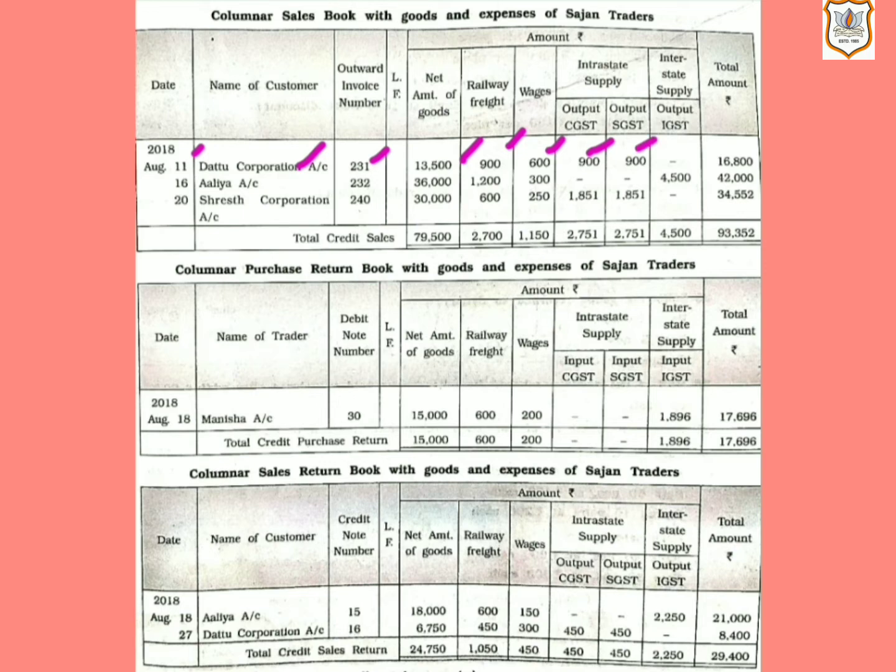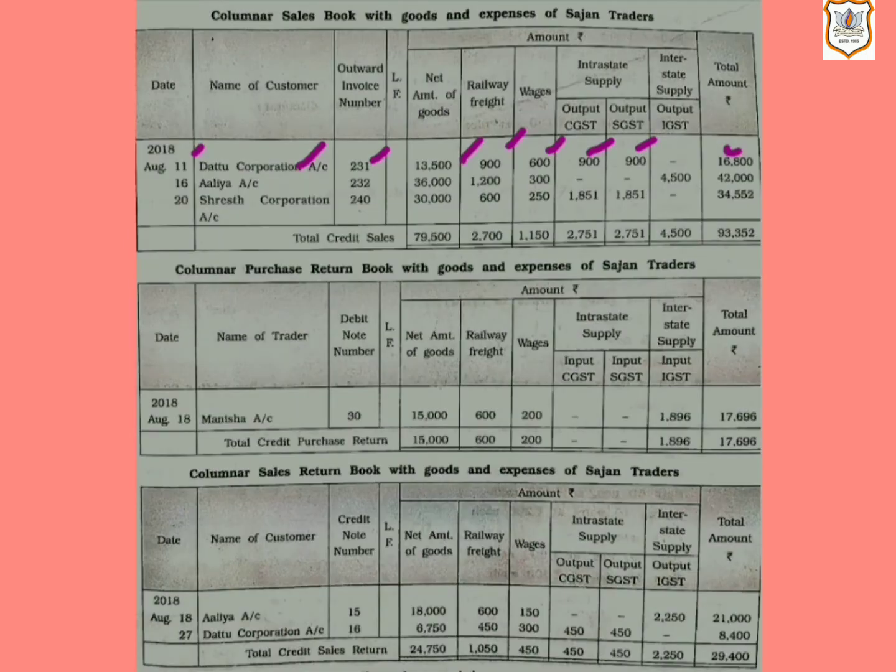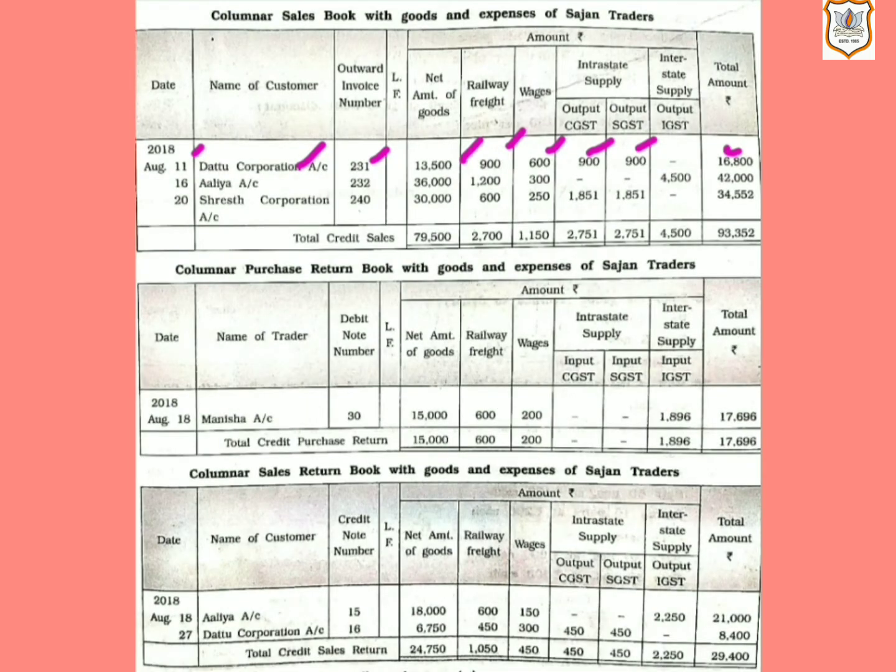Now we will record total amount, that comes to 16,800. Now next transaction, date 16th. Goods purchased from Manisha sold to Alia of Mumbai. After adding 20% on cost price, railway freight 1,200, labor 300, credit period 1 month, and invoice number 232.